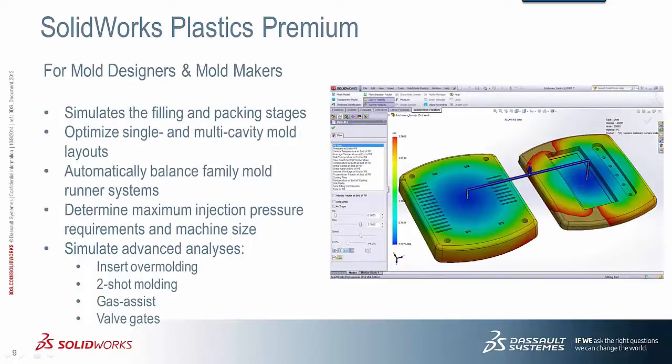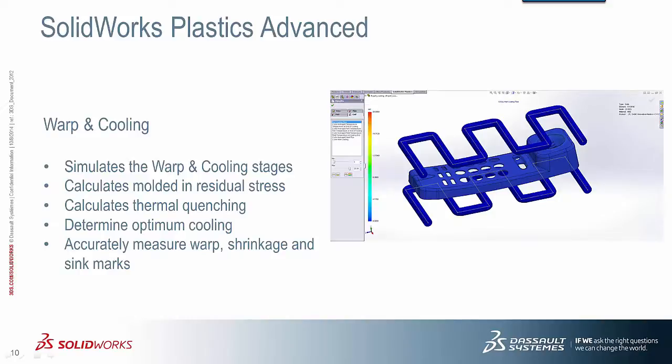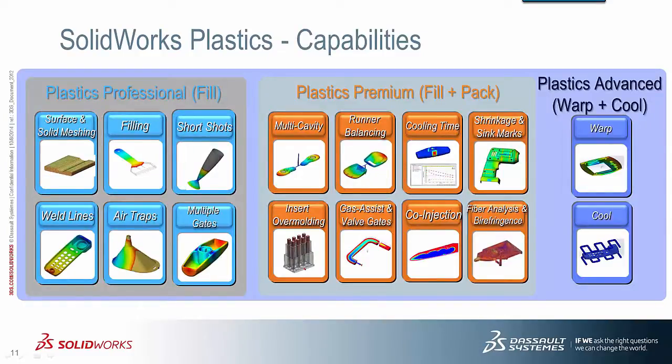From there, we step up to more mold-level issues with the Premium package, which looks at things like multi-cavity molds, family molds, runner balancing algorithms, as well as some more advanced cavity features like fiber analysis, birefringence, and overmolding. We top things off with our Advanced package, which looks at the warping and cooling. The cooling is the cooling lines in the mold, and warpage refers to after part ejection. Here's the breakdown of how everything is bundled.